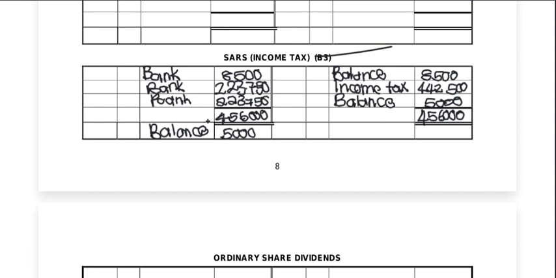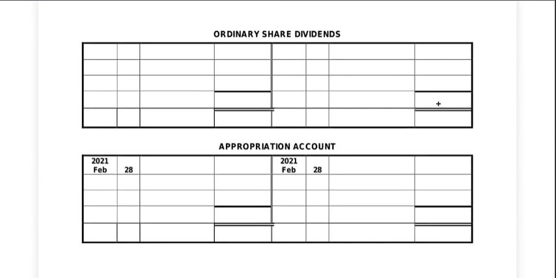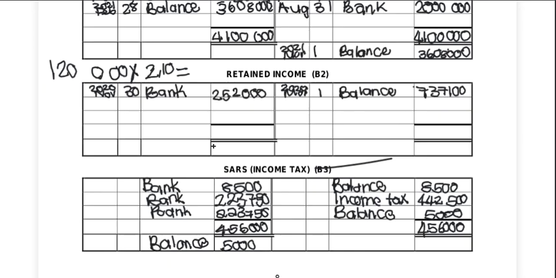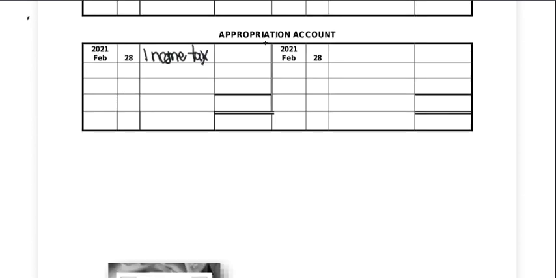And that is it. You're done with your SARS income tax, and you can take your income tax to the appropriation account, on the debit side. So how much was it? 442,500.